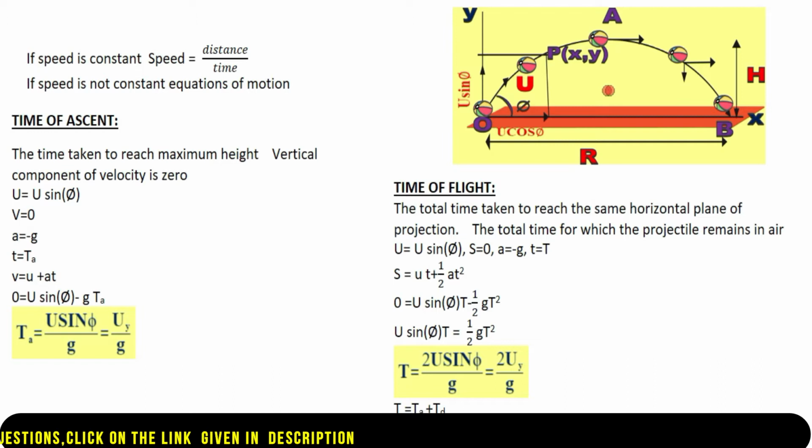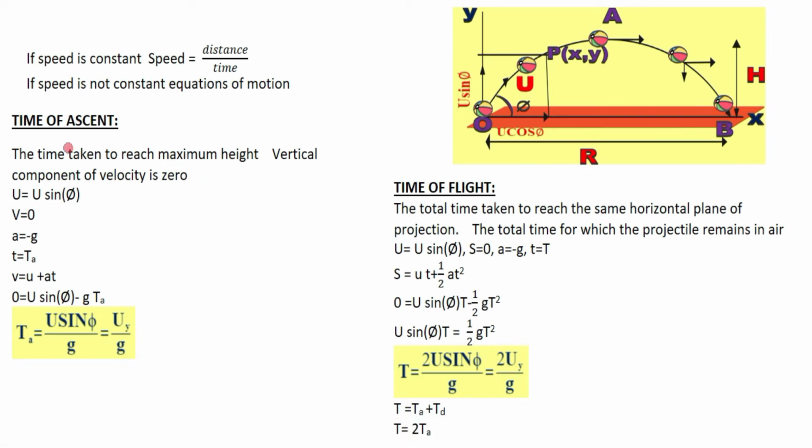Or the other way of defining the time of ascent is the time at which the vertical component of velocity is 0. That means we know that as we project this projectile, as the body goes from O to A, the vertical component of velocity becomes 0, and this time taken by the projectile where the vertical component of velocity becomes 0 is called time of ascent. Okay, now let us go to the derivation.